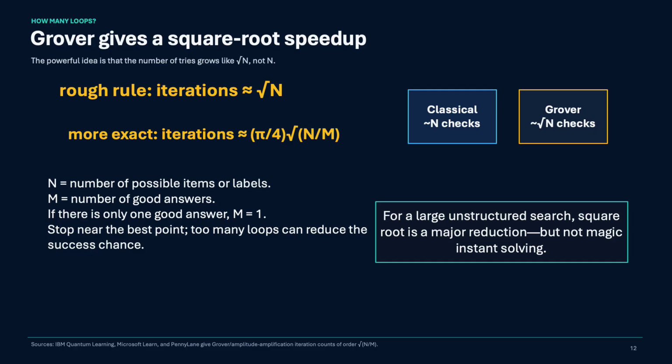Suppose our search space contained 1 million possibilities. A classical search might need work on the scale of hundreds of thousands of checks. The square root of 1 million is only 1,000. That is an enormous mathematical difference. But notice, 1,000 is not zero. Grover does not make search instantaneous. It gives us what is called a quadratic speedup. And as our library grows, that difference becomes increasingly important.